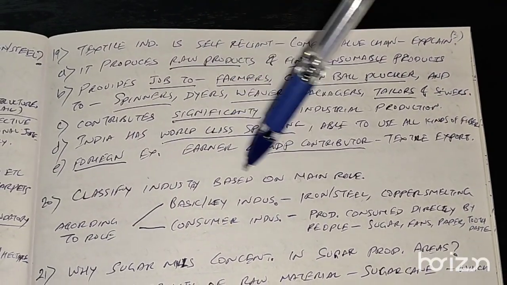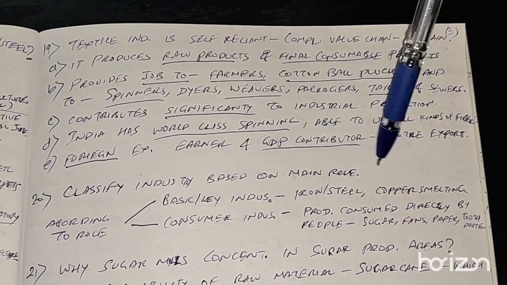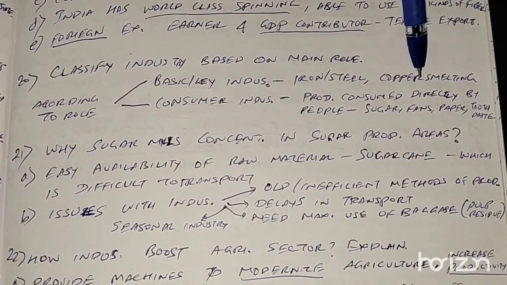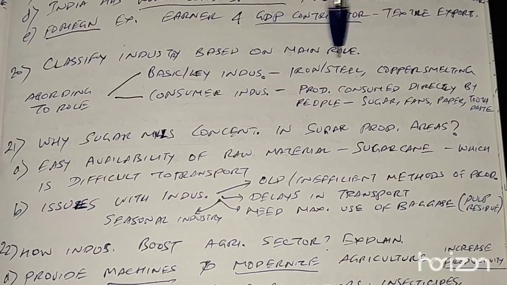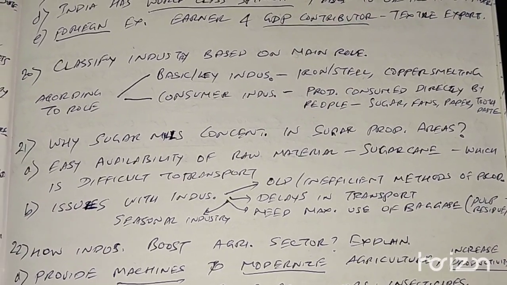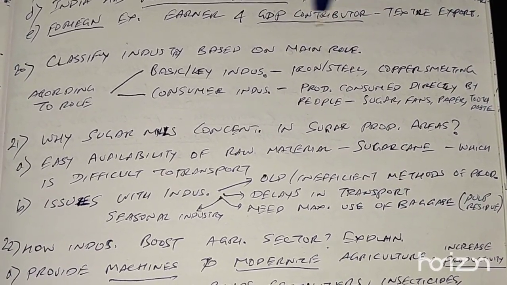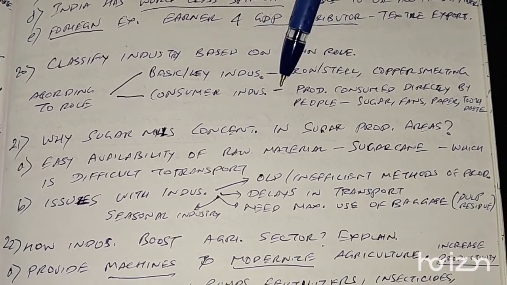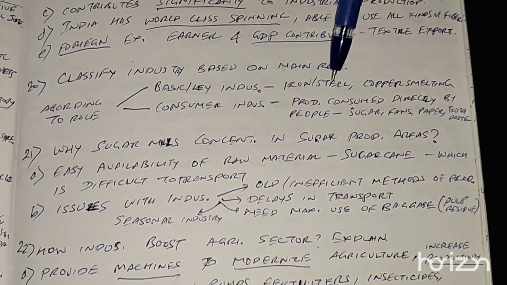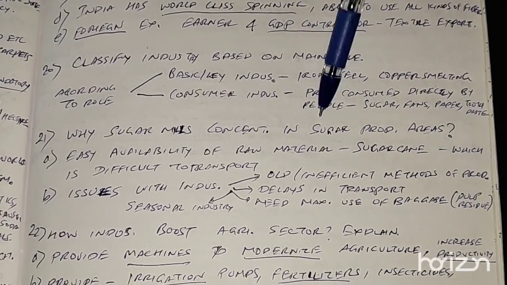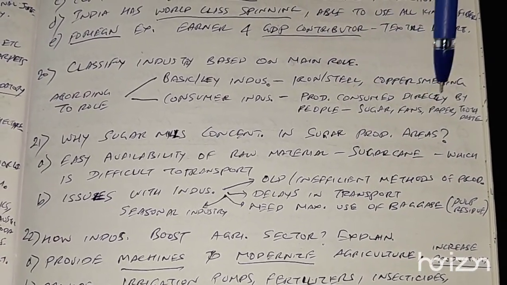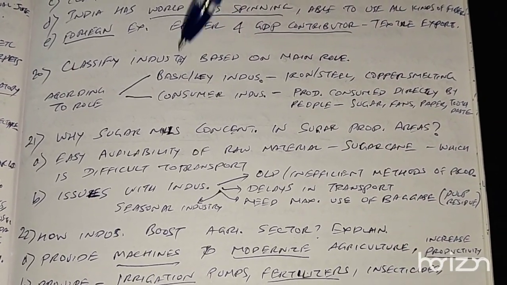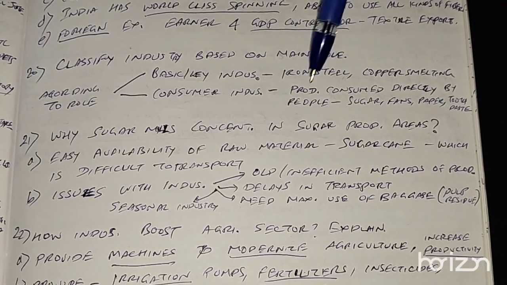Okay, classify industry based on main role. According to the role, basic industry is the iron and steel industry and copper smelting, etc. These are the basic key industries because we need iron, steel and copper for everything: building buildings, trains, aeroplanes, rails, transport, whatnot. Consumer products. This is the second kind, the consumer industry, which is products consumed directly by people. So maybe sugar, fans, paper, toothpaste, etc. So these are the two kinds of industry: the basic or key industries and the consumer industries.